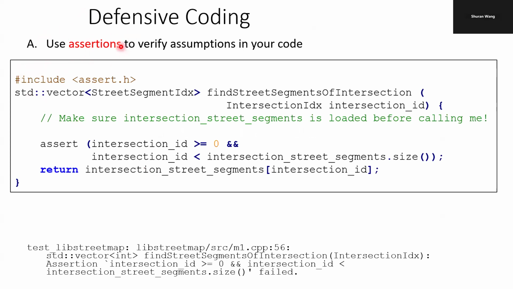Use assertions to verify the assumptions in your code. For example, if you are assuming that this function is passing in an intersection ID that is from 0 to number of intersections minus 1, use an assertion statement to check whether that is the case. And if at any time it's not passing in a valid intersection ID, your assertion will fail and your program will stop at that point, and your program will tell you that it stopped at this assertion.